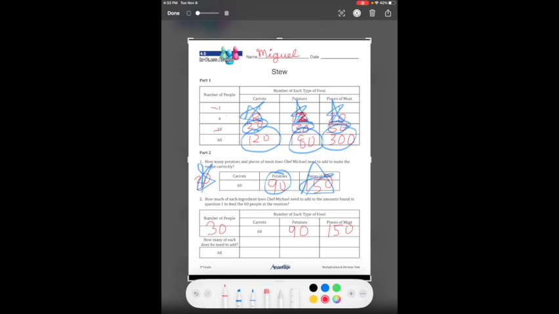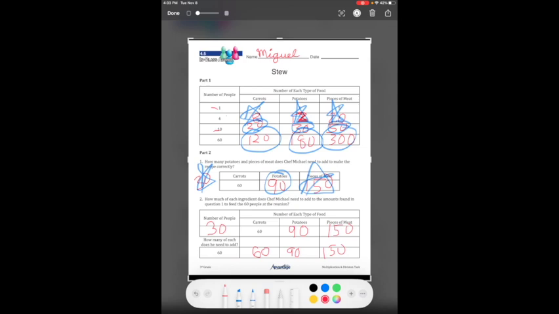All right, here we go, 60 people. We already know those answers, don't we? That means we have 60 carrots already. We need to add 60 more. And we need to add 90 more potatoes. And we need to add 150 more pieces of meat.